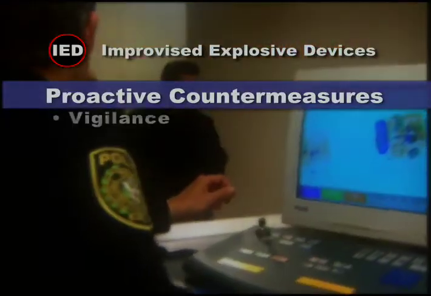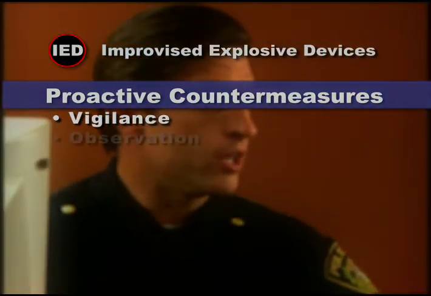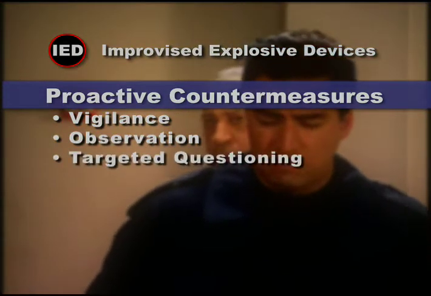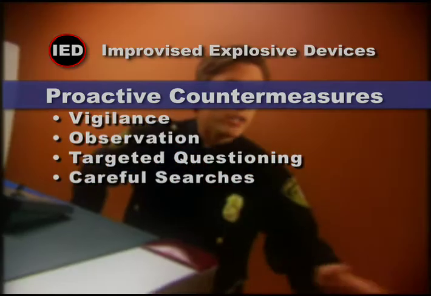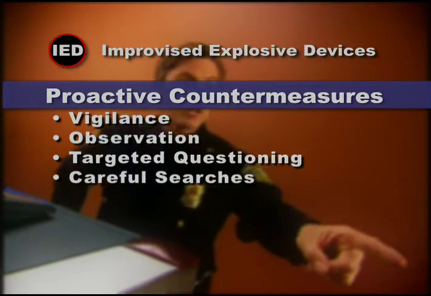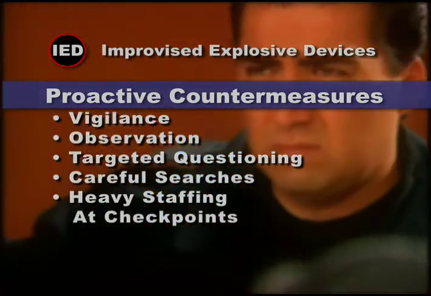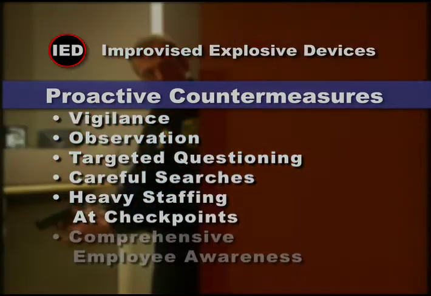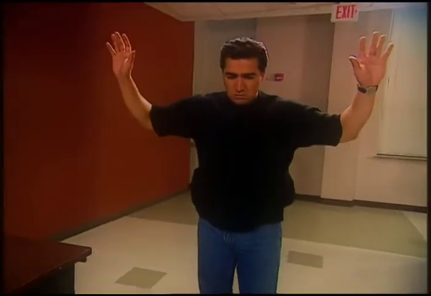A number of proactive countermeasures are suggested, such as vigilance and alertness, which can prevent or mitigate an attack. Also, observation of suspicious people and vehicles. Targeted questioning methods help find indicators. Careful searches if reasonable suspicion may merit a search. Be very cautious not to detonate a device. At checkpoints, heavy staffing is recommended with no less than 3 people, and comprehensive employee awareness. Vigilance is enhanced if all citizens are involved.